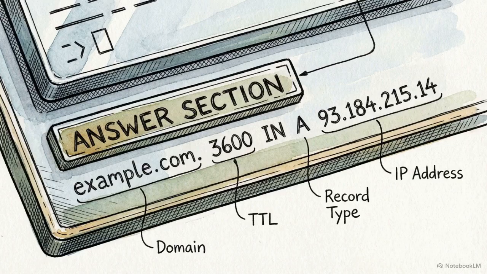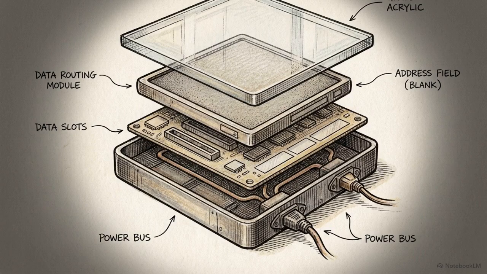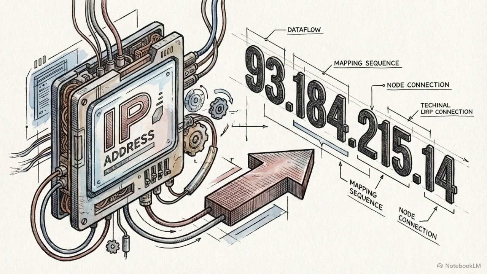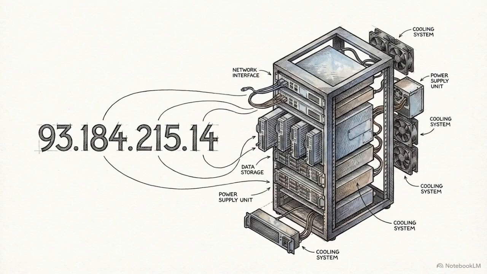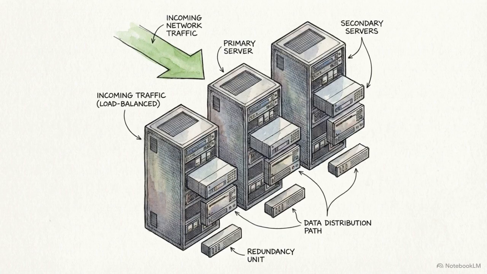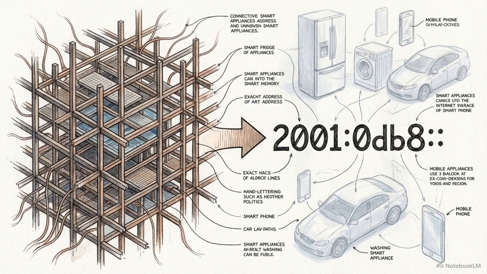The answer section of the terminal output displays the fundamental data units of the system, resource records. The address, or A record, maps host names to IPv4 addresses, connecting you to web servers. A single domain can hold multiple A records, a configuration often used for basic load balancing. The quad A record performs the same function for the newer IPv6 protocol, utilizing a 128-bit address space for the growing number of devices.